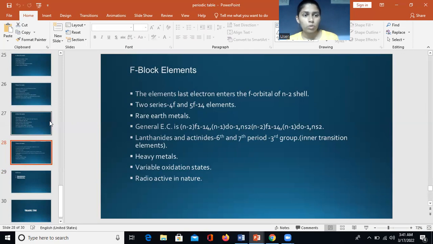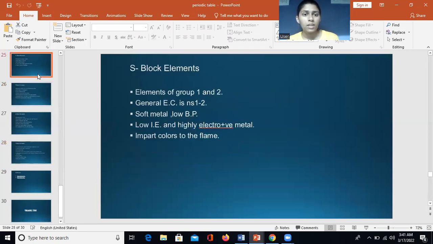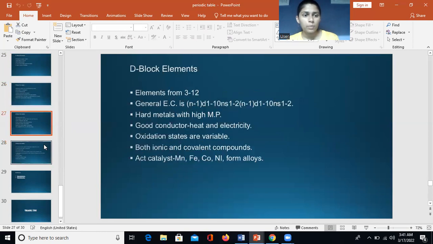And this is all about the s, p, d and f block elements in the periodic table.